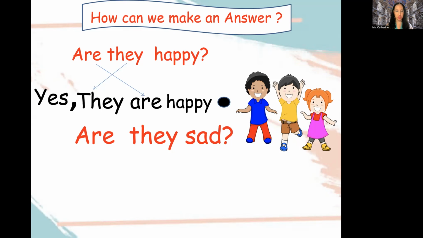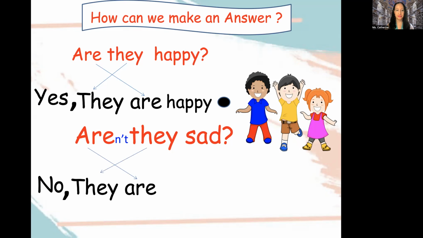All right. Are they sad? How can we make an answer here? Look at the picture. Are they sad? No. Correct. Use a comma. Who's conjugating? Who's making it a short form? What happens here? No, they are. They aren't sad. I bet you caught the mistake here.